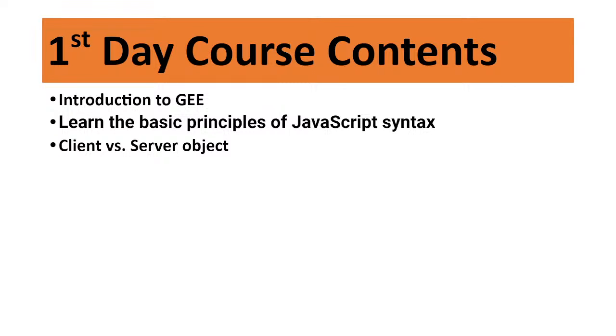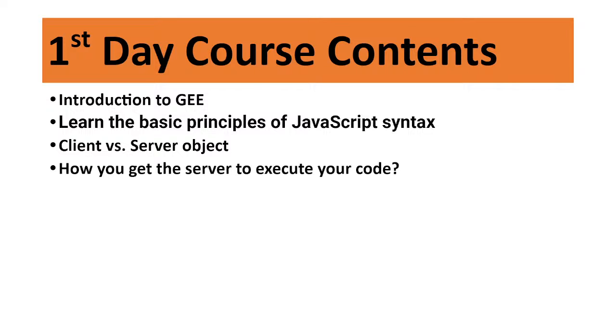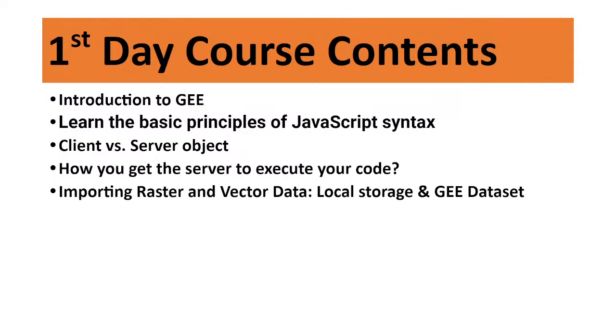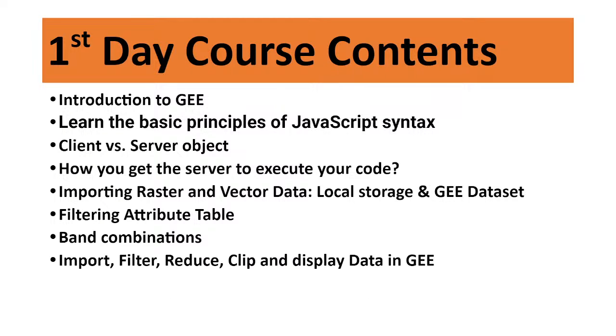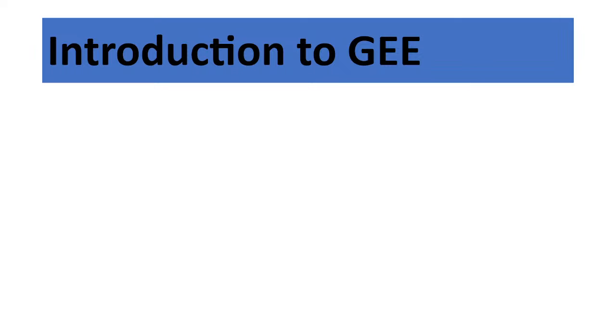And basically we talk about client and server objects for today's session, how to get the server to execute your code, and importing raster and vector data from local storage, as well as the Google Earth Engine dataset. Then importing, filtering the attribute table, band combination, and then import, filter, reduce, clip, and display data in Google Earth Engine. So first of all, introduction to GEE.